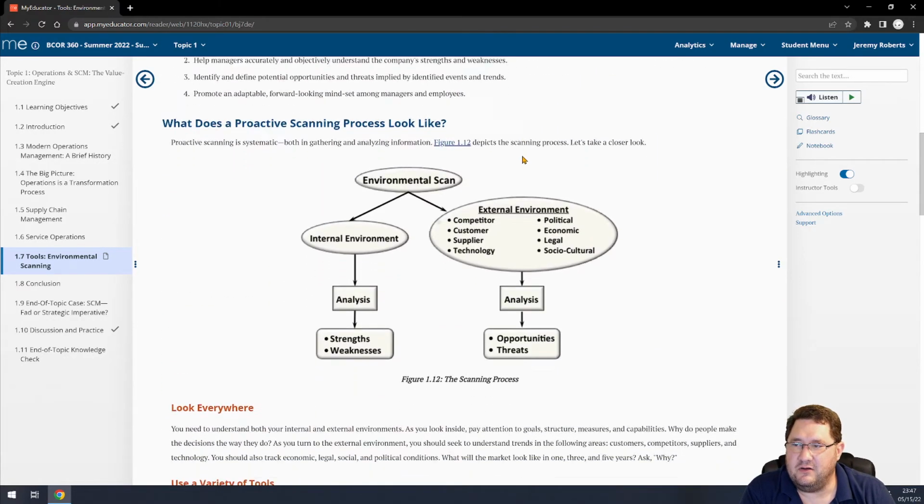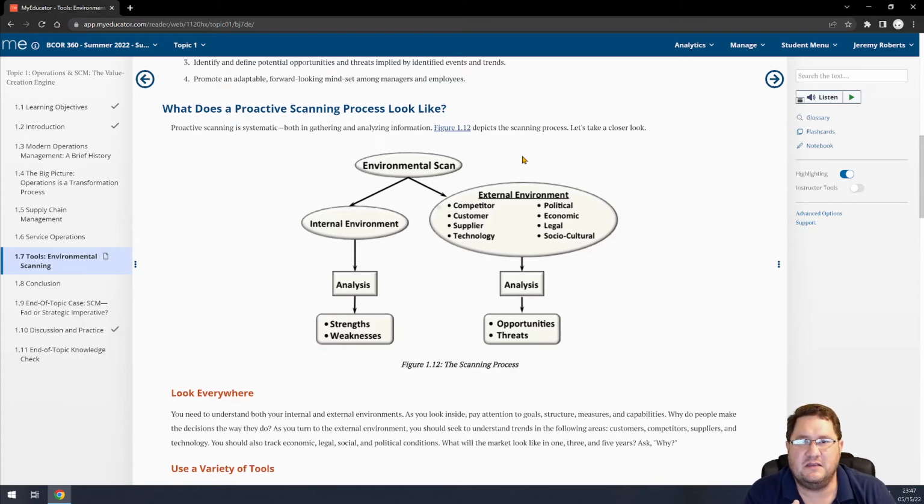And one thing you might not have known is this scanning is actually related to your SWOT analysis. Because we can look inside our company and we do an analysis on our strengths and weaknesses, right? But when we look outside our company, we're looking for those opportunities and threats. So those external things: competitors, customers, suppliers, different technologies, the political landscape, economic, legal, socio-cultural, all these different things that we're looking at. So we have to actively go and get this information. Most of this information does not come to us in a passive manner.